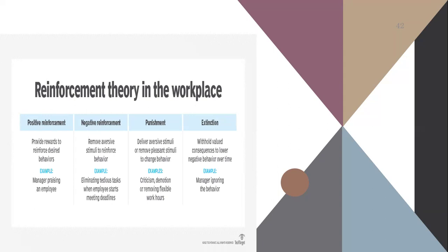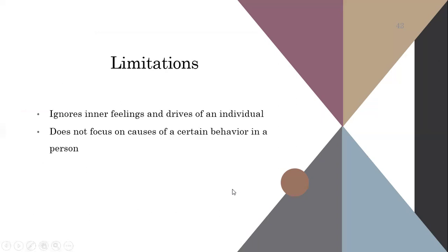So this is an example of reinforcement theory in the workplace. Positive reinforcement will include if rewards are provided to the desired behaviors of individuals. Examples include a manager praising an employee. Negative reinforcement in a workplace includes removing aversive stimuli to reinforce the behavior, and an example includes eliminating tedious tasks when employees start meeting deadlines. Punishment delivers aversive stimuli or removes pleasant stimuli to change behavior. Examples include criticism, demotion, or removing flexible work hours. And for extinction, withhold valued consequences to lower negative behavior over time. An example includes a manager ignoring the behavior.